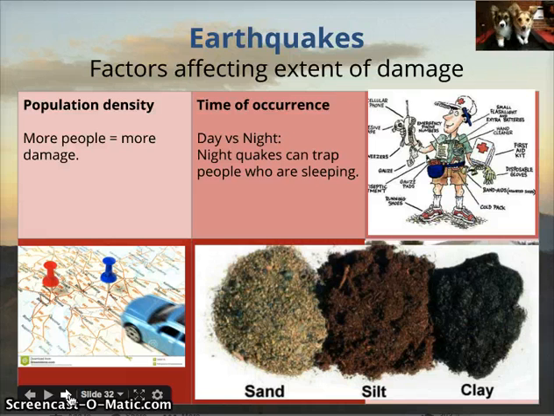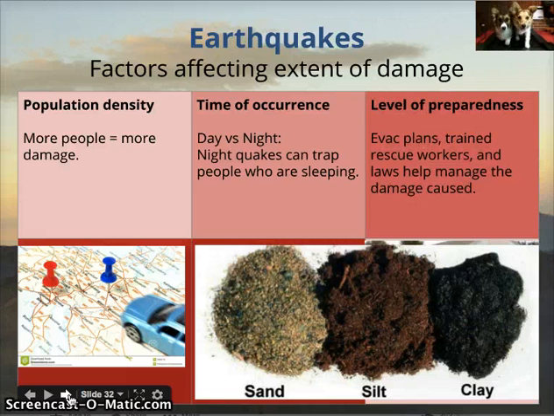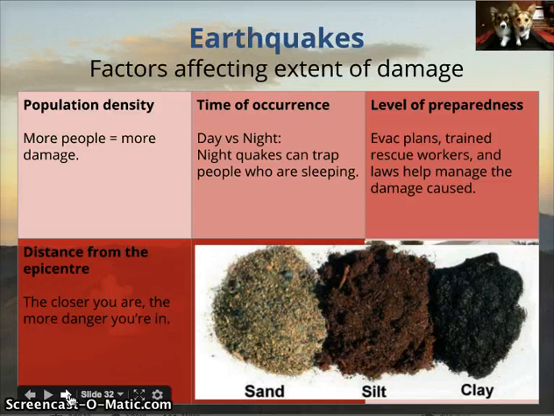The level of preparedness of cities can also make a huge difference. Cities where authorities and people work together to prepare with evacuation plans, trained rescue workers and action plans, together with alert systems, allow people to get out of danger, making earthquake events and damage more manageable. The distance from the epicenter can also make a large difference. Of course, the closer you are, the more danger you're in because the more shaking is happening.